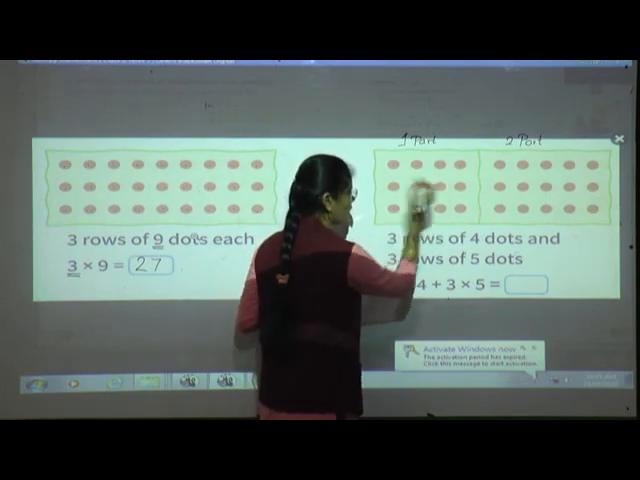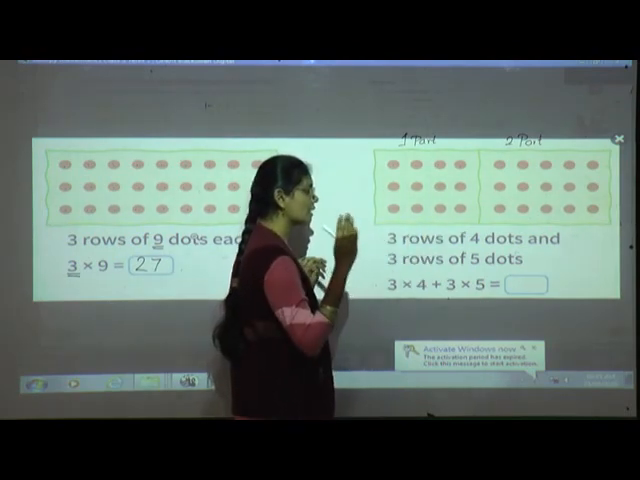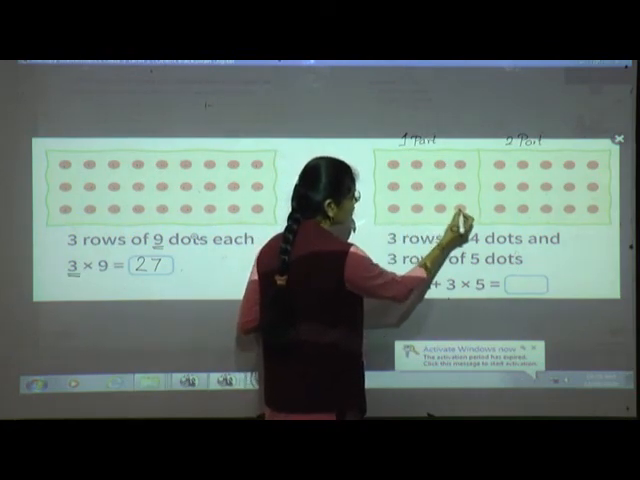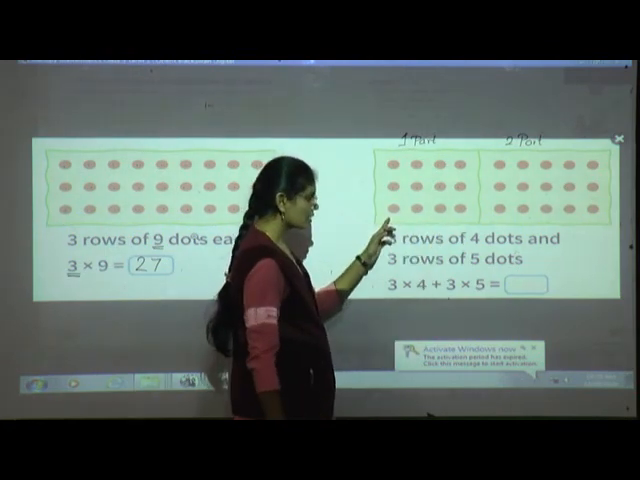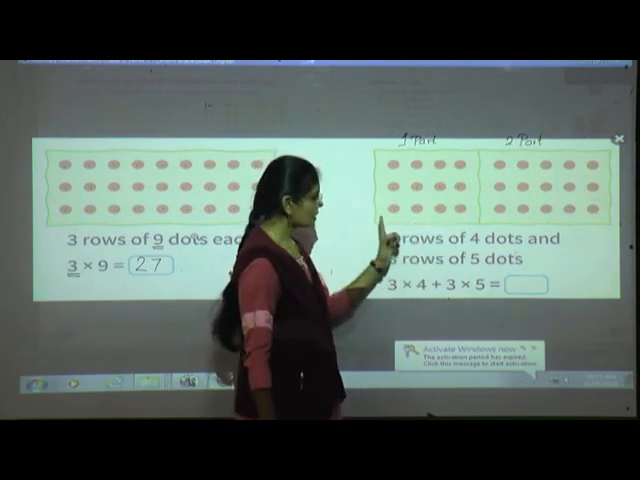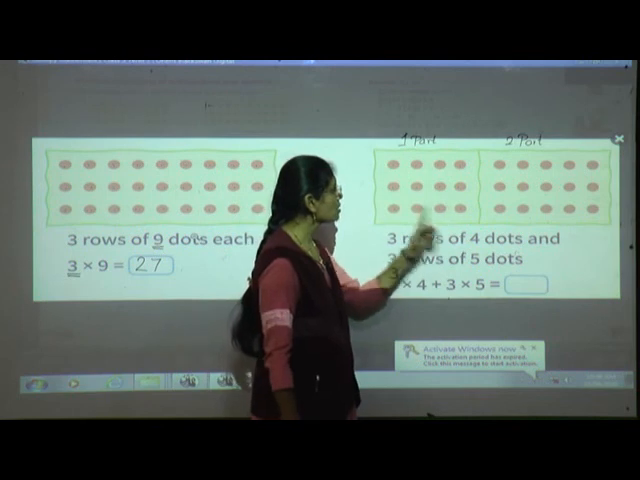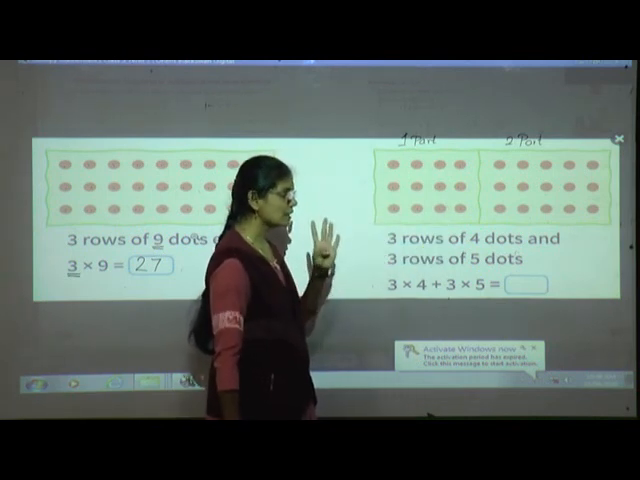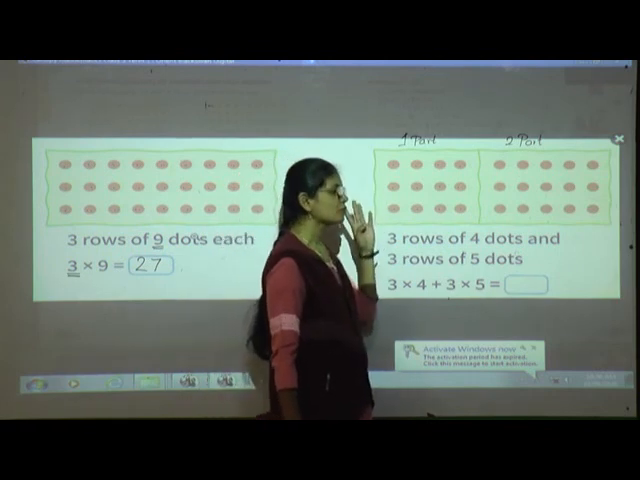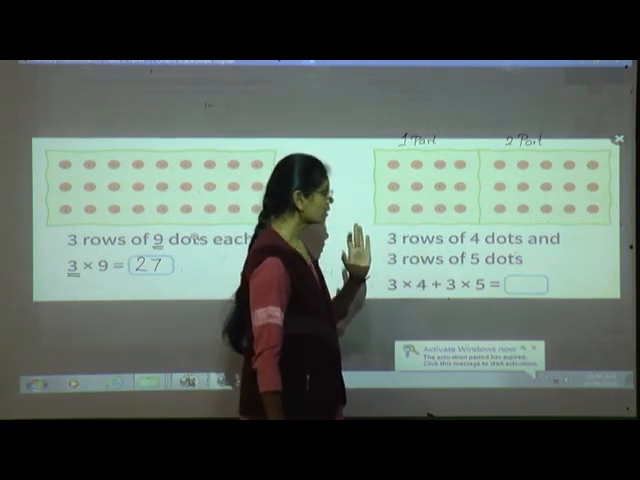Okay. Now see the second row. 1, 2, 3, 4. Again in the second row there are 4 dots. Let us count in the third row. 1, 2, 3, 4. Again in the third row also there are 4 dots. So in the first part, in each row there are 4 dots, and there are 3 rows. Okay, clear?